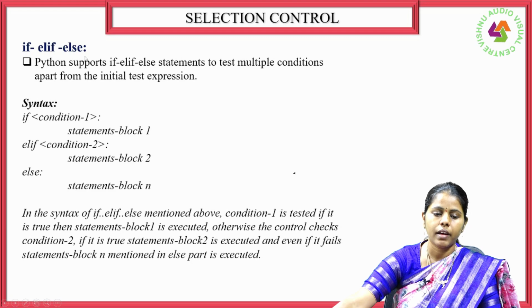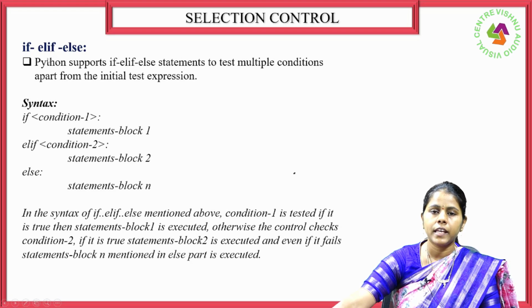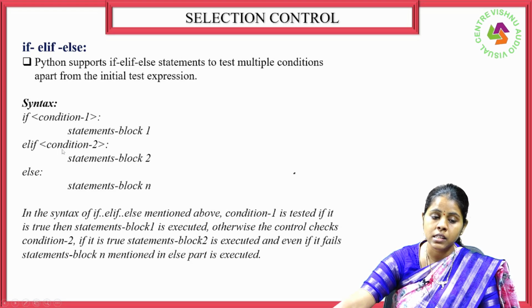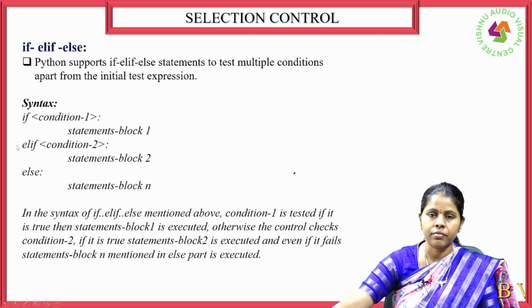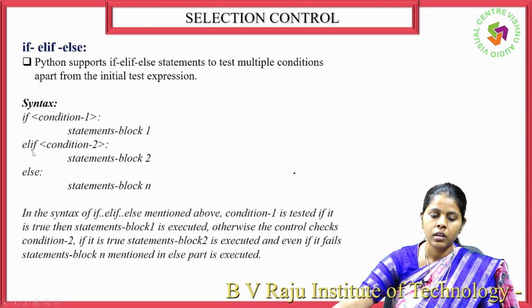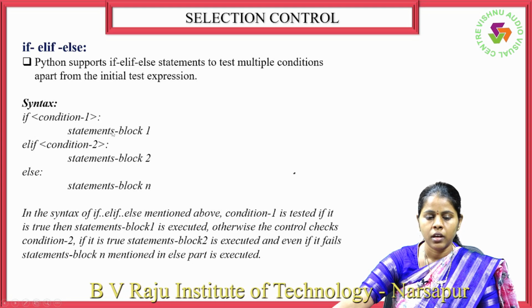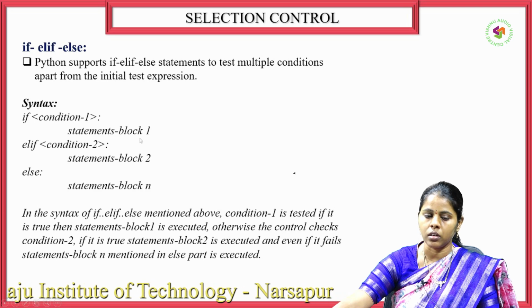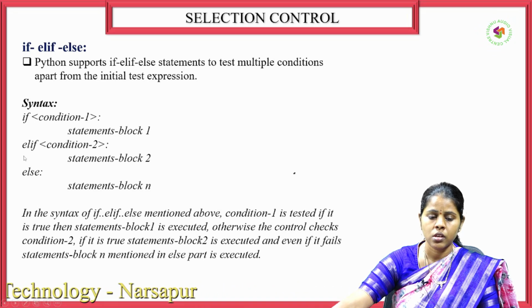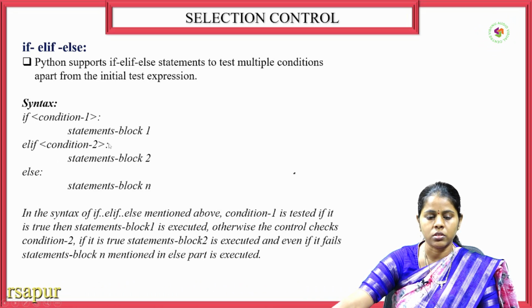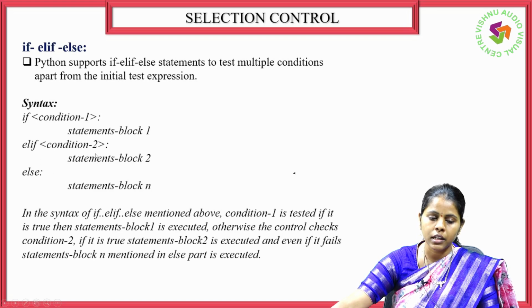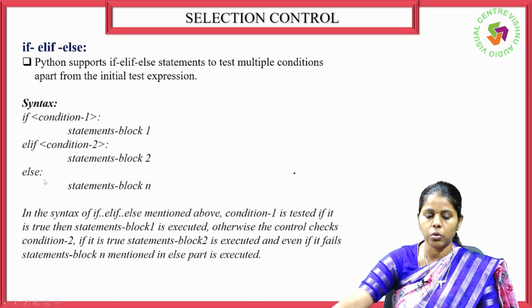So the last one is the if elif else block. In the case of Python, we are not using else if, so the syntax will be elif. In C, we have else if, but here we have elif. If condition 1 is true, it will execute statement block 1. If that condition is false, it will check the elif condition, that is condition 2. If condition 2 is true, it will execute block 2. Otherwise, if that condition becomes false, it will go for the else block, that is statement block n.